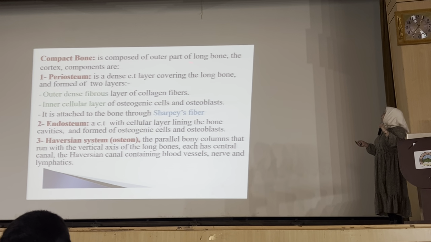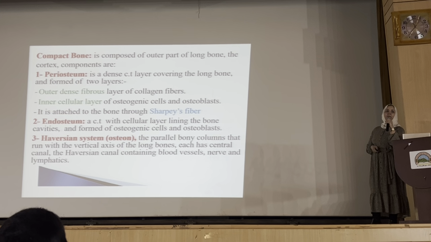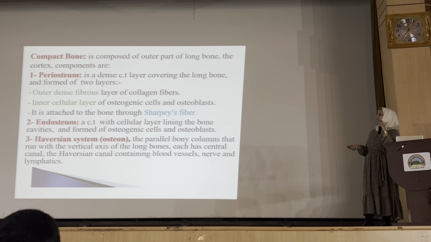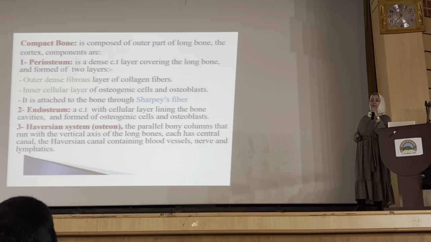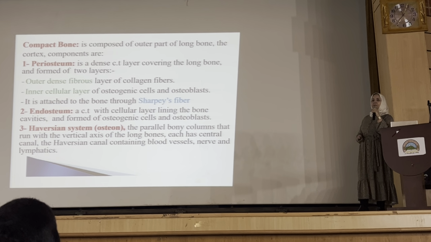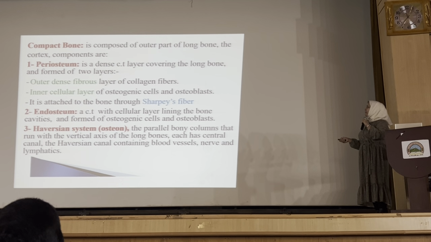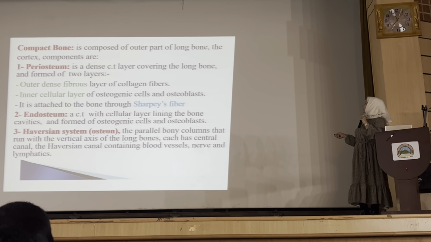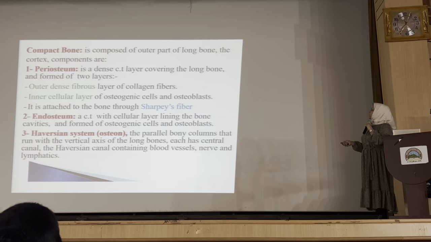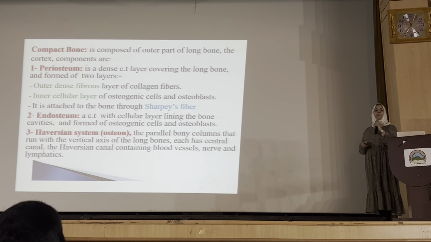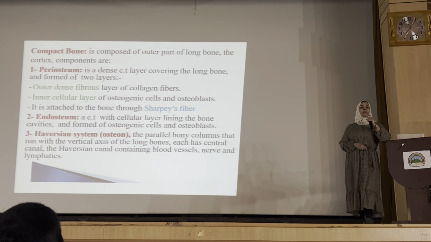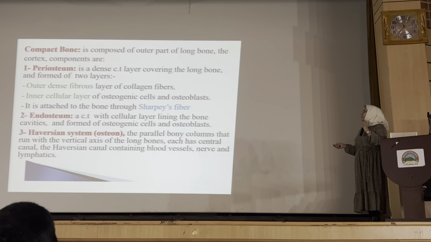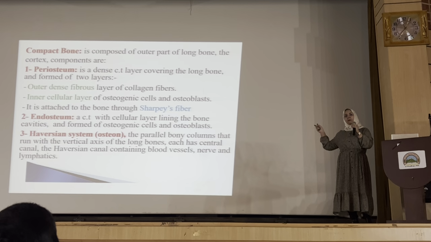Compact bone, the outer part of the long bone, is formed by compact bone. The periosteum is a layer of dense connective tissue covering the bone from outside. It is similar to the perichondrium. It is composed of an outer dense fibrous and an inner cellular layer. The cellular layer consists of osteogenic cells and osteoblasts. The inner cellular layer is attached to the bone by a special type of collagen fibers called Sharpey's fibers.